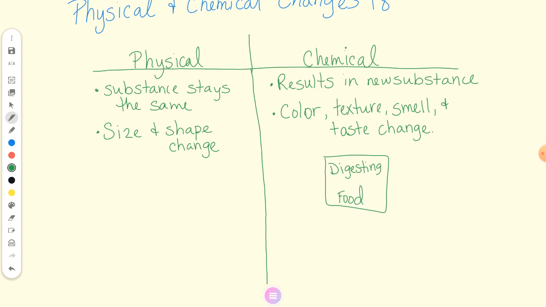Digesting food is a chemical change, because chemicals inside your body have to break down that food to digest it. But the easiest way to remember that one is that it goes in as an apple. It does not come back out as an apple.